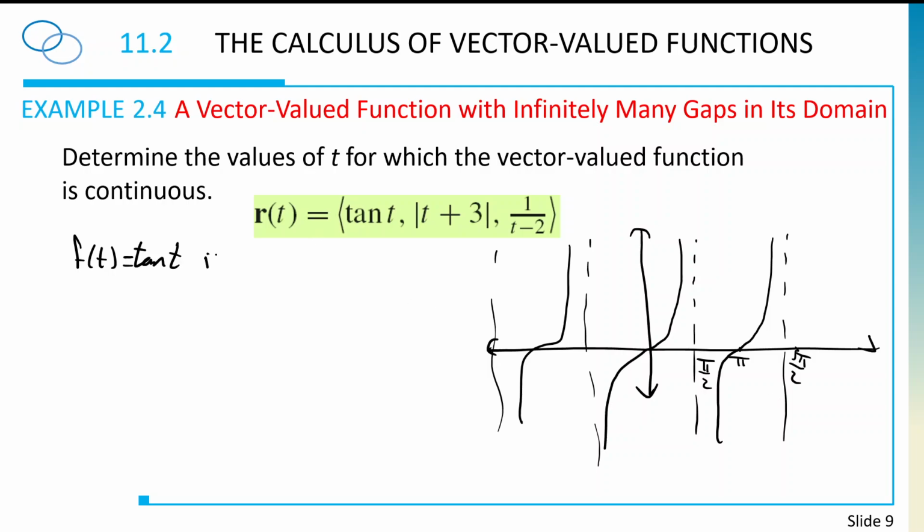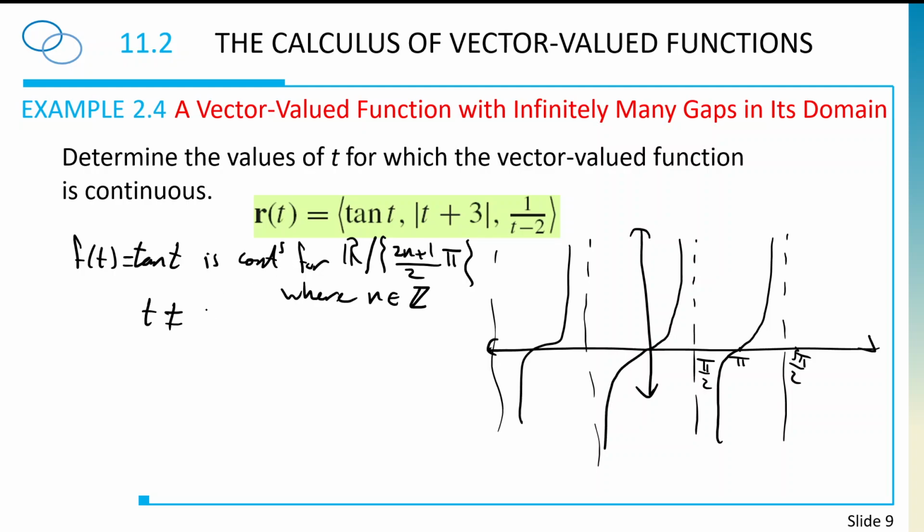So tan x is continuous for all real numbers except at the odd multiples of pi over 2. We usually write it as (2n plus 1) over 2 times pi, where n belongs to Z, an integer. So we can say that t does not equal (2n plus 1) over 2 times pi.